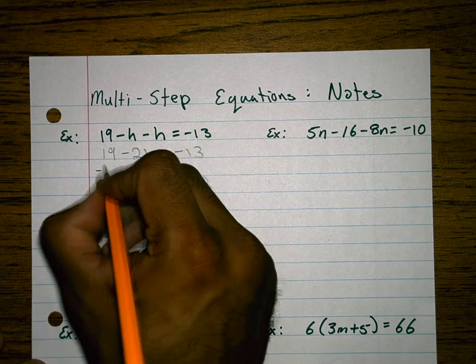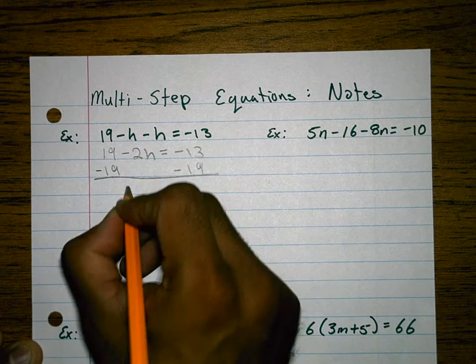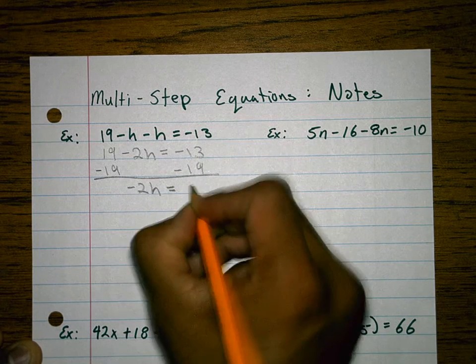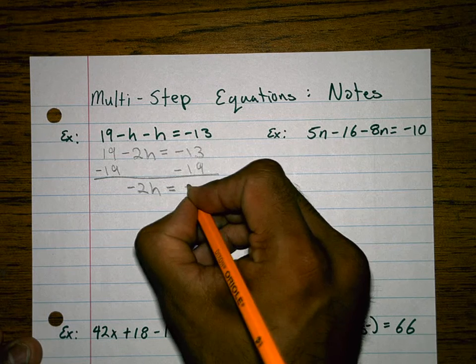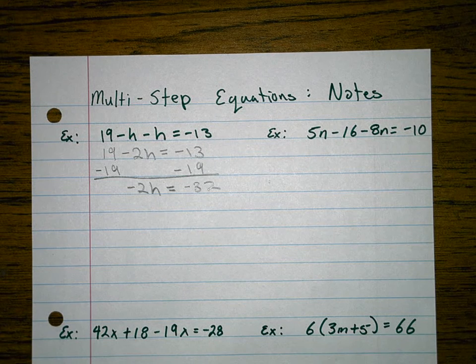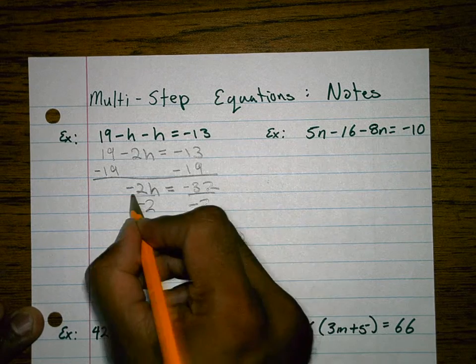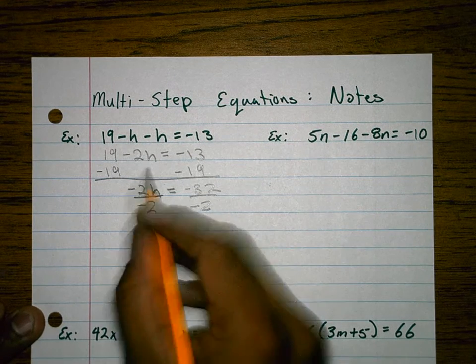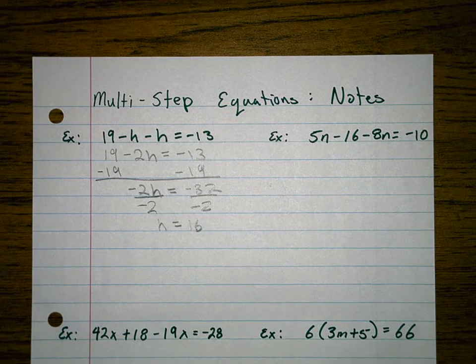I'm going to go ahead and subtract 19 to both sides, and I get negative 2h equals negative 32. Okay. So now, to finish this off, I just divide by negative 2. All right. And then I get h equals, a negative divided by negative is a positive, positive 16.